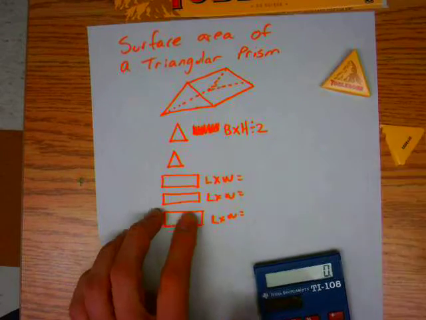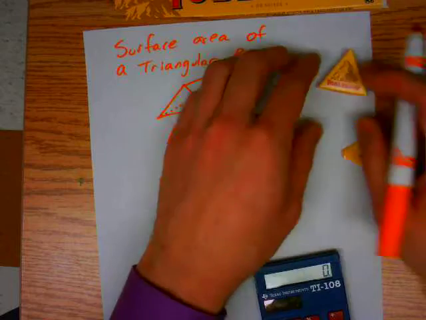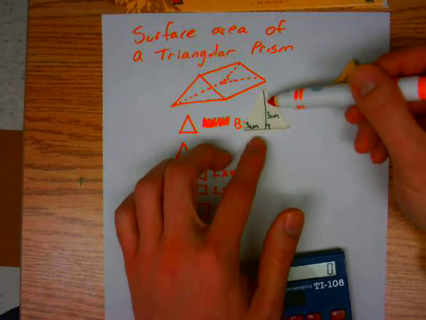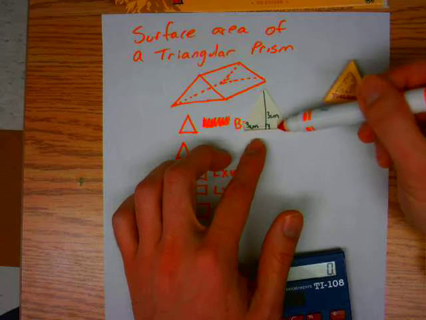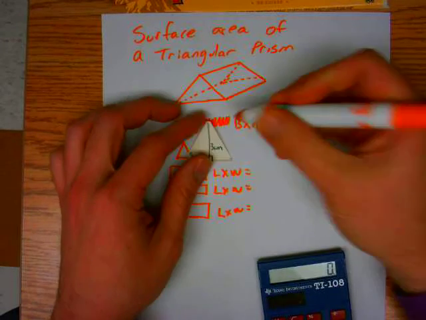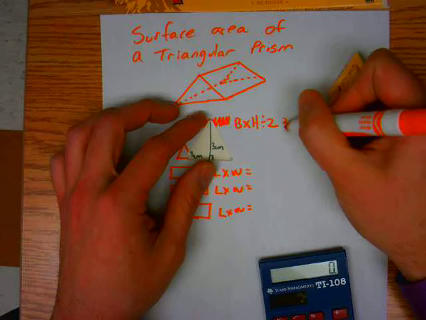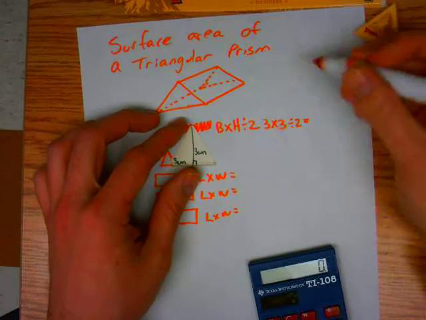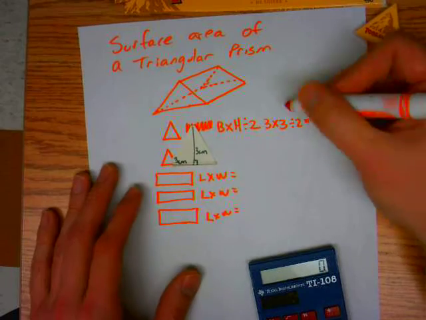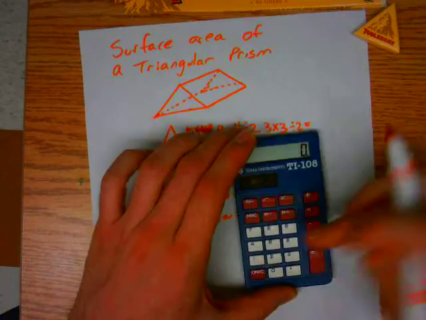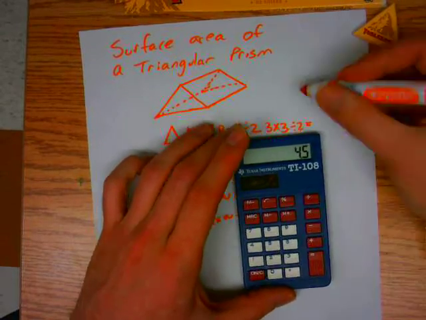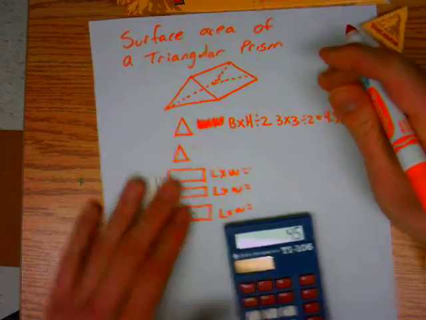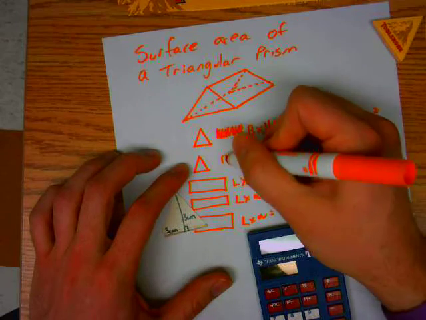I used my ruler and I measured one of the triangles already, and we'll notice that here it has a height of 3 centimeters and a base of 3 centimeters. So we know that that's 3 times 3 and then divided by 2, and that gives us 3 times 3 is 9. 9 divided by 2 is 4.5 centimeters squared.